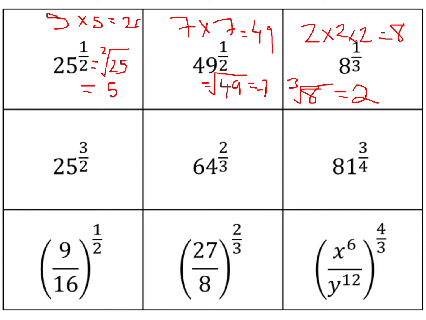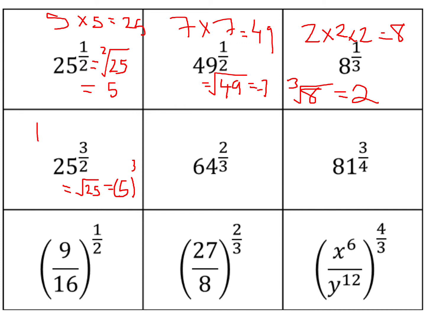Okay, right, guys, so the next few now are a bit more trickier. Now, 25 to the power of 3 over 2. Now, what I'm going to do is take the square root of 25 first, which from the first part we got as 5. And then the 3 on the top means that I raise it to the power of that. So the denominator is the root that I take, and then the numerator is the power that I raise it to after I've taken the root, if that makes sense.